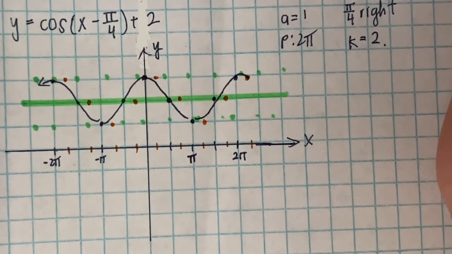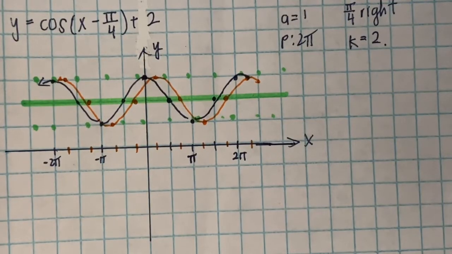And once you shift all your points pi over 4 units to the right, then you want to connect. And there is our graph of cosine of x minus pi over 4 plus 2. Let's see another graph with a phase shift.